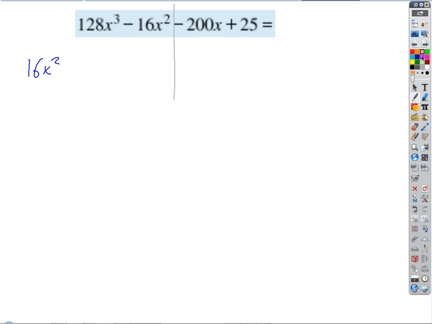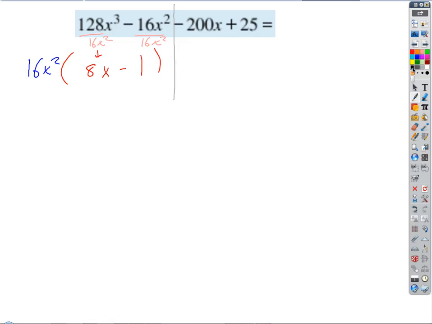Now what's that going to leave us with? If we divide each of those by the greatest common factor, we'll see what's left over, right? So what is x cubed divided by x squared? That's going to be an x. Good. And then 128 divided by 16 is 8. How about -16x squared divided by 16x squared? -1, right? Because everything's going to cancel, so I just get a -1. So that's my leftover factor.